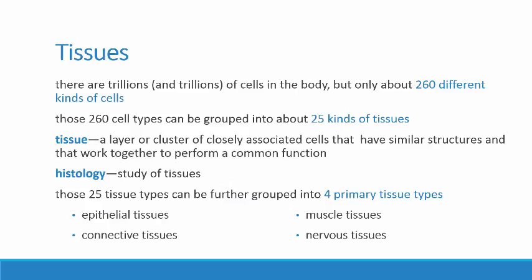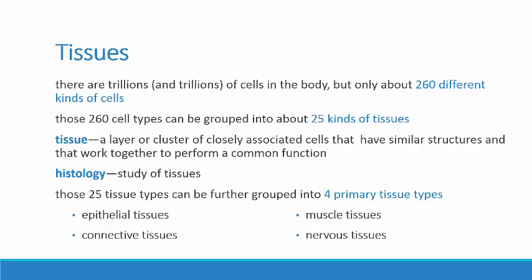So in the body there are trillions and trillions of cells. The estimates are somewhere north of 75 trillion cells in the body. But if we were to pick apart all those cells and spend some time tossing them into different buckets based on their appearance and their function, we would see that there are about 260 different kinds of cells or types of cells in the body.